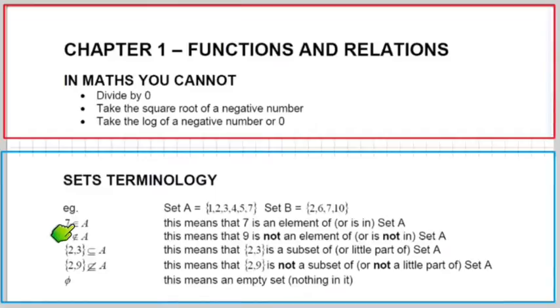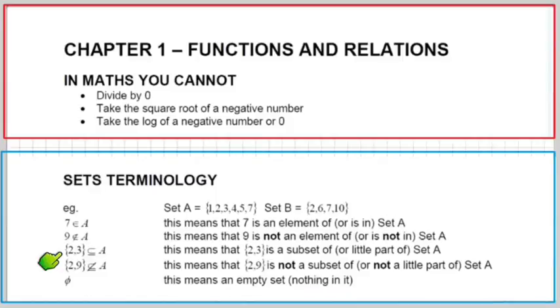Now 7 is an element of A, so this means that 7 is in the set A, or is an element of. This one here means that 9 is not an element of A, with a little oblique stroke through it. Okay. Now what's this mean?